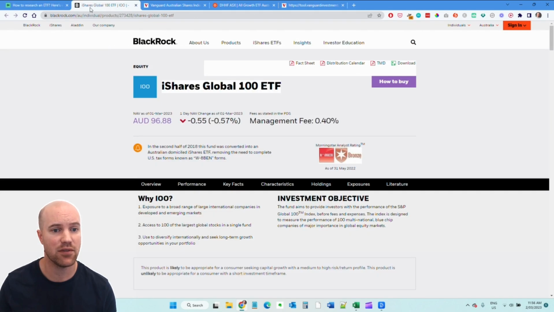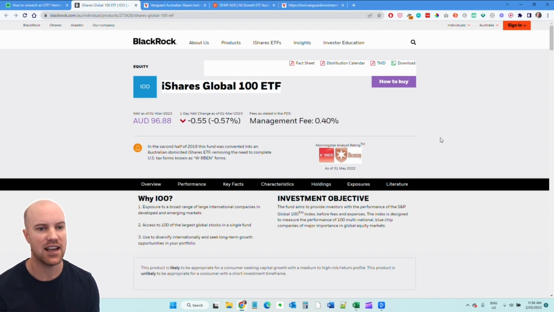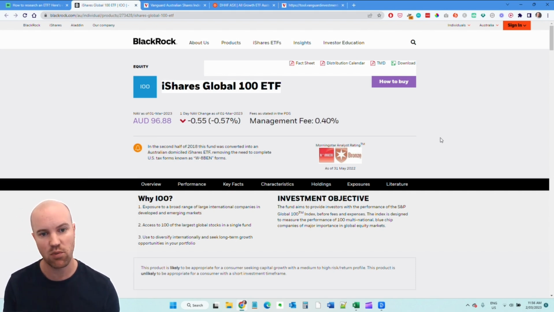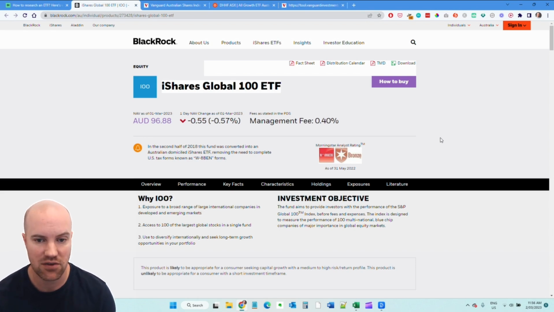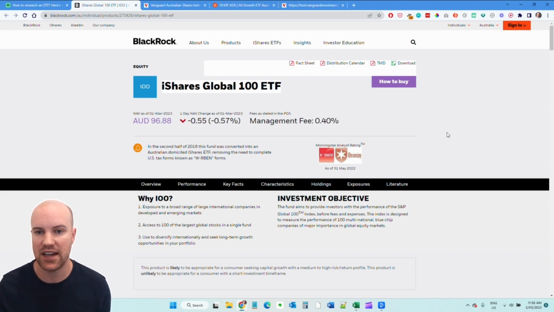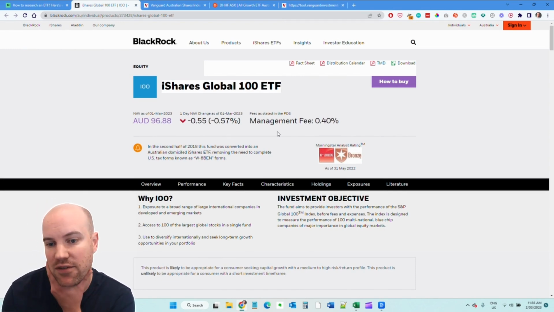The first example I've got here is the iShares Global 100 ETF. This is IOO on the ASX and it's provided by iShares or BlackRock here in Australia. And this is the product page for that. As you scroll down, there's a lot of information on there. There's fact sheets, there's downloads, there's PDFs and stuff. I'll just take you through some of the pieces of information I look for.